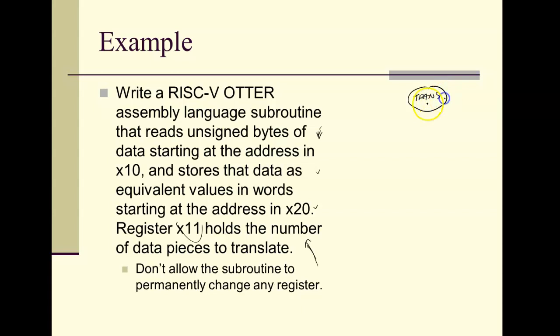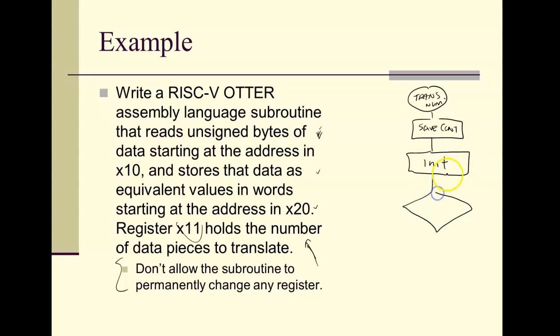I'll just call it transnum. This problem wants me to save context and restore it, because it doesn't want me to permanently change any registers. So this is save context, and then maybe some initialization. Let's see what I need to do. And then x11 is being sent the data, x11 has the number of times I need to do this. That could be 0, so I'm going to model this as a while loop. I'm just going to say count equals 0.